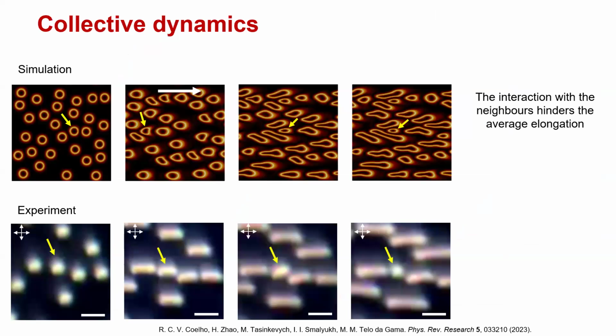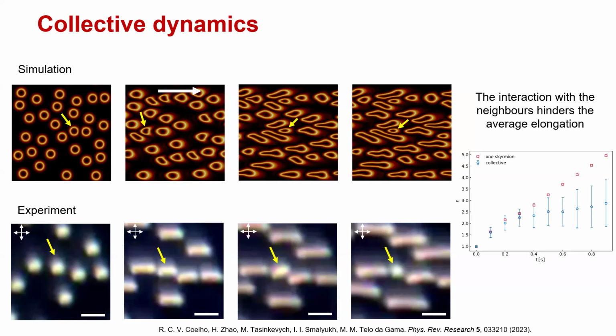Well, what happens when you have many skyrmions? They start to elongate initially, but then when they start to interact with the neighbors, they stop elongating, and some of them even shrink, as indicated by those arrows. And this is also observed in the experiment. This one starts to elongate and then interacts with the neighbors and starts shrinking. When we see the average aspect ratio for those skyrmions in the simulations, we see that they start to elongate, and then due to the interaction, they elongate less compared to a single skyrmion.